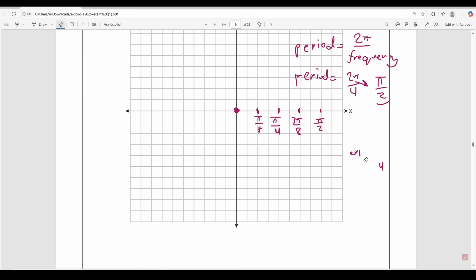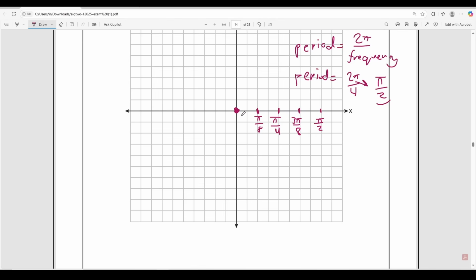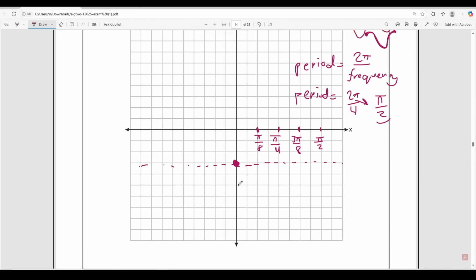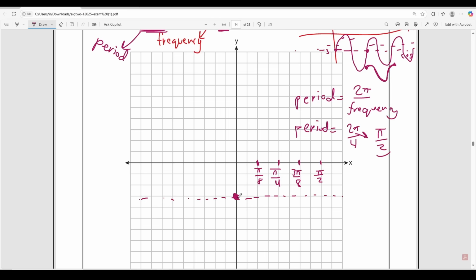Then finally, all you have to do is just follow my rule, right? If it's a sine function, start at the midplane. Our midplane here is -3, so draw a dashed line at -3. This is 1, 2, 3, so my midplane is going to be around here. So because this is a sine function, instead of starting at 0, 0, it's going to start at the midplane right here. Boom, like so. Then because it's a positive sine function, it's going to go up first. So you have to graph your peak first.